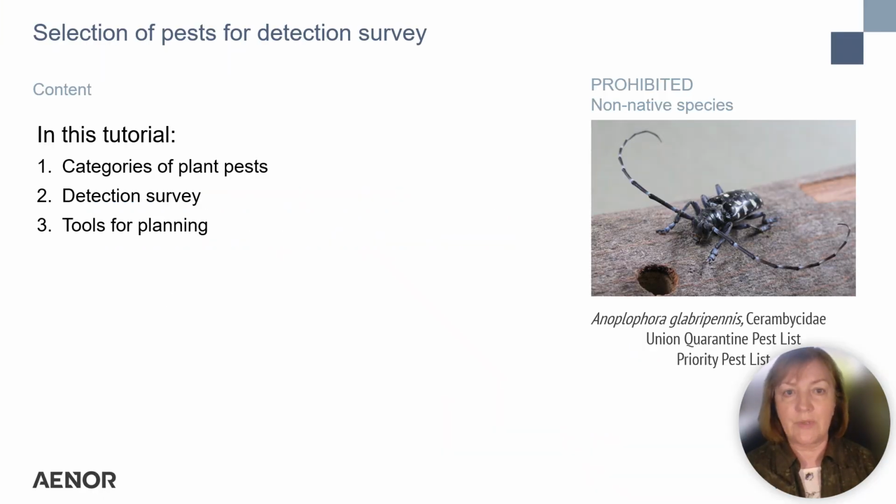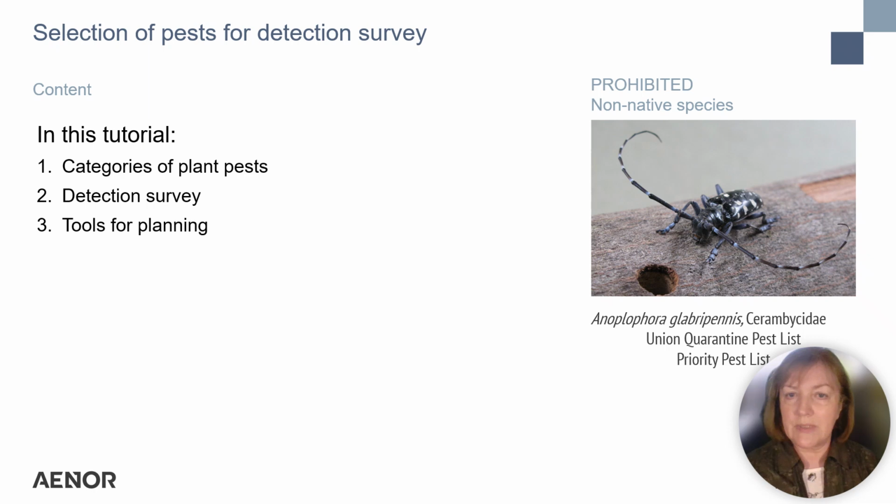In this tutorial, we will explain how to initiate annual survey planning. First, we need to identify priorities for phytosanitary actions. We need to select among numerous plant pests and focus on the category of quarantine pests, which we would like to detect in official surveys.